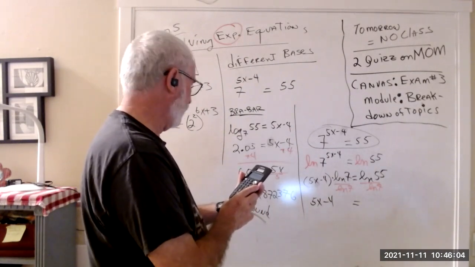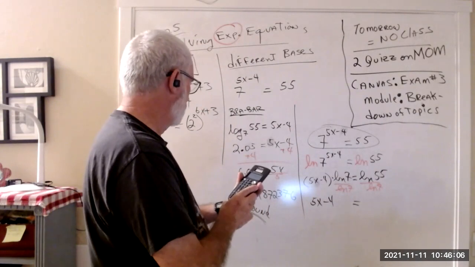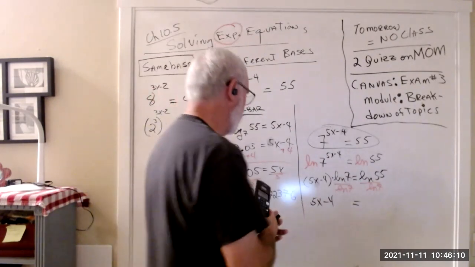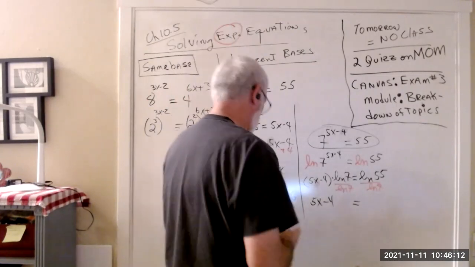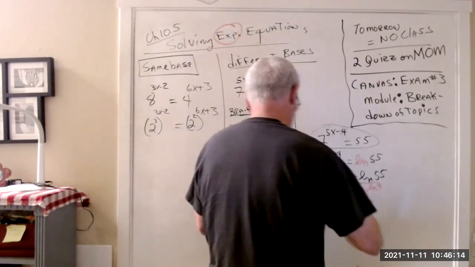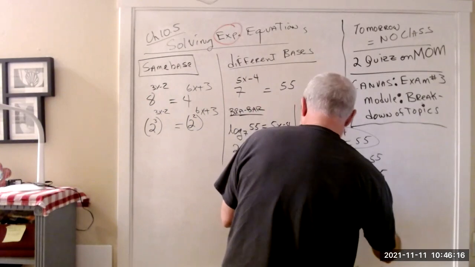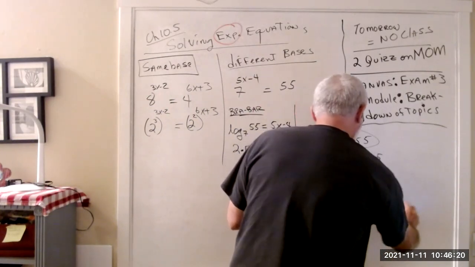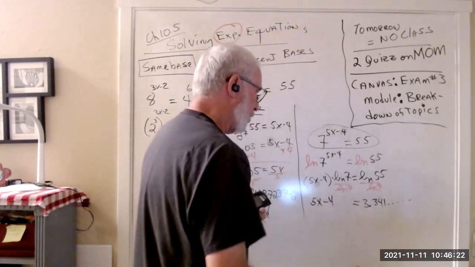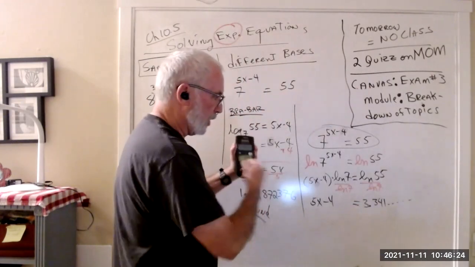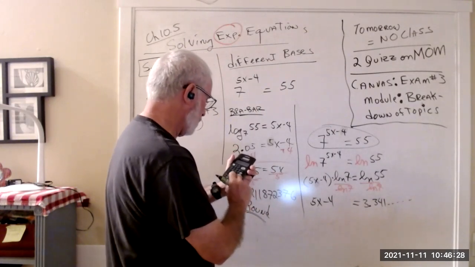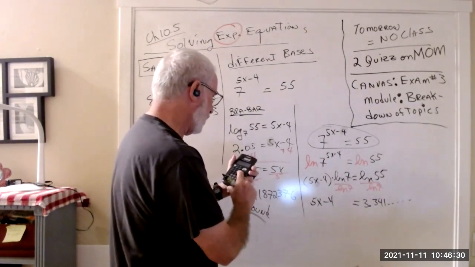Ln 55 divided by ln 7. What do I get? I get 3.341 something. I don't care what it is. I'm going to add 4 to both sides and divide by 5.